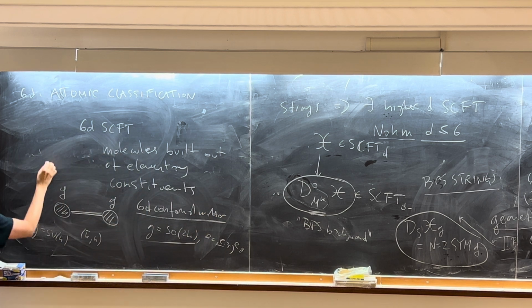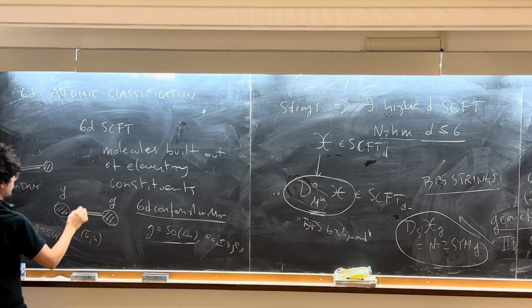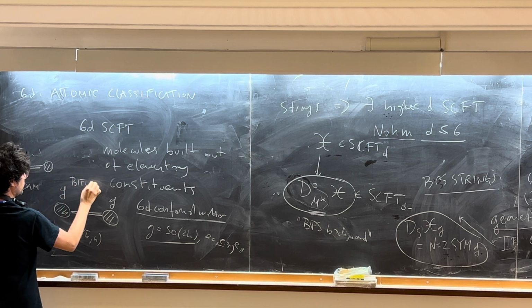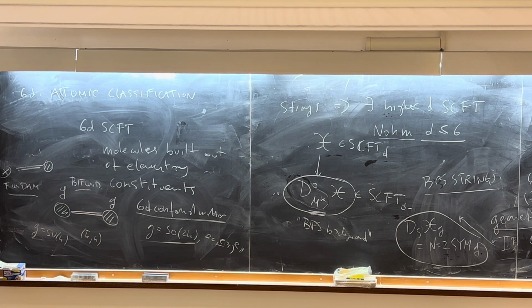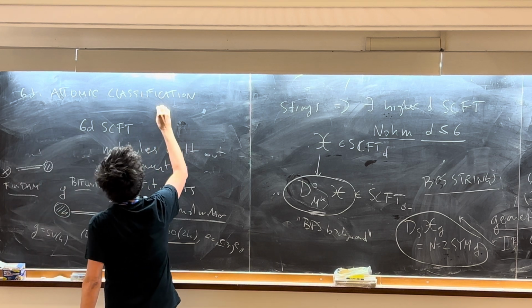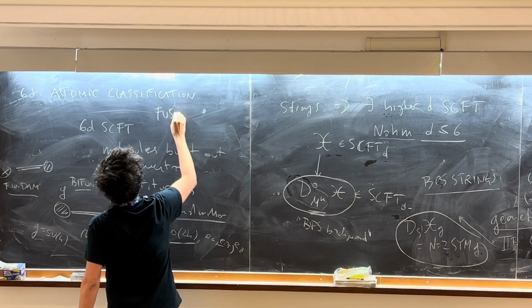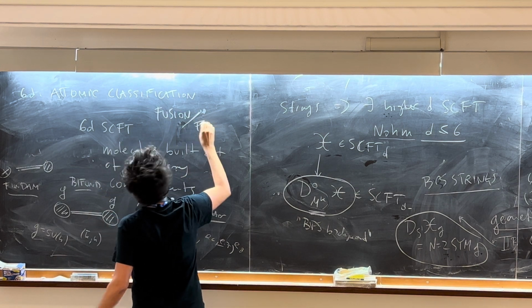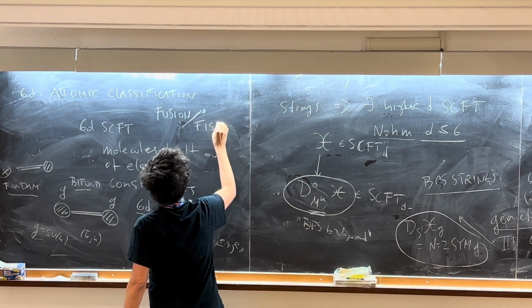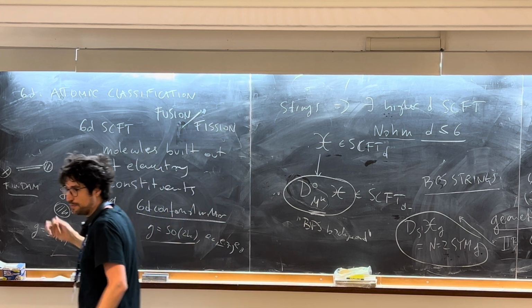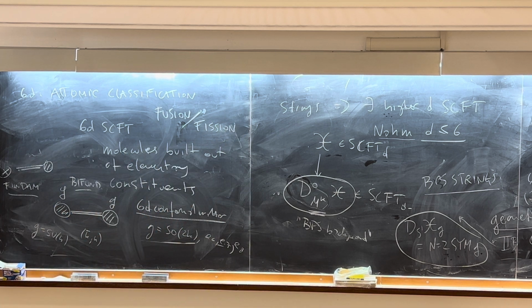In 6D, it turns out you can do everything with things that are like fundamentals and things that are like bifundamentals. It's not a gauging, no, indeed. It's an operation which is called fission. Well, gauging is fusion, and ungauging is fission. Nomenclature inspired by the structure of atoms.